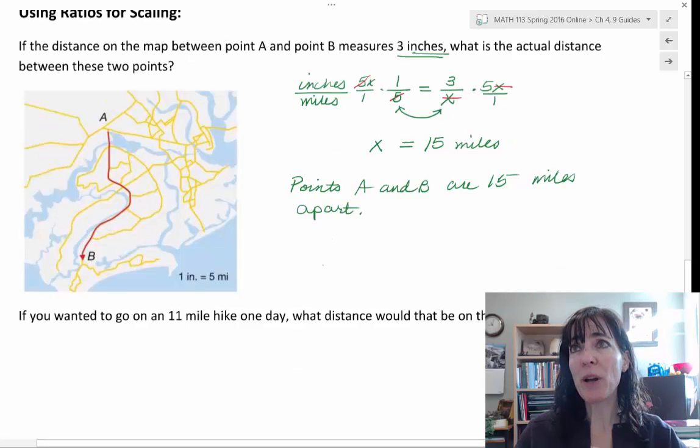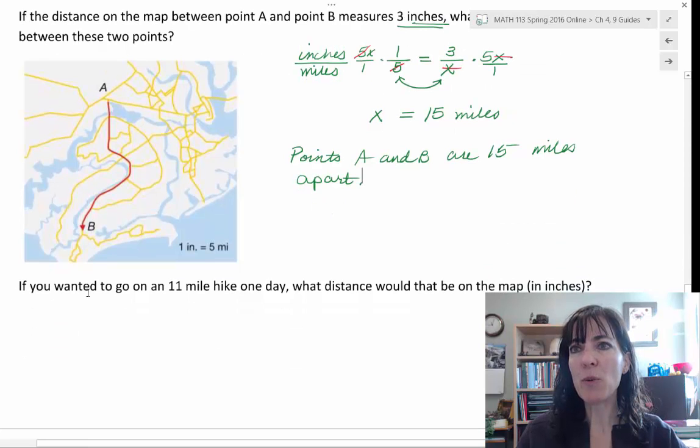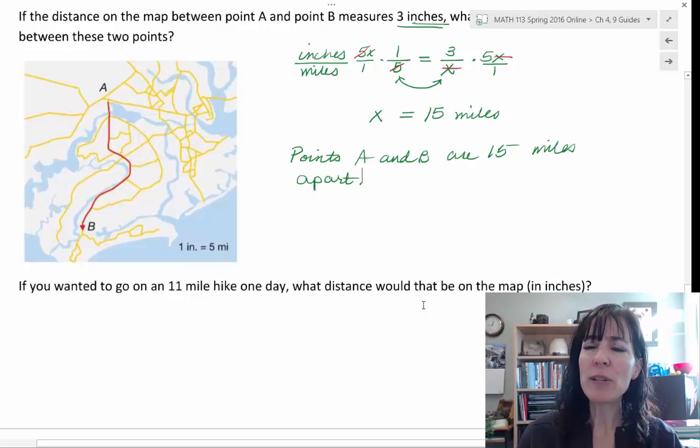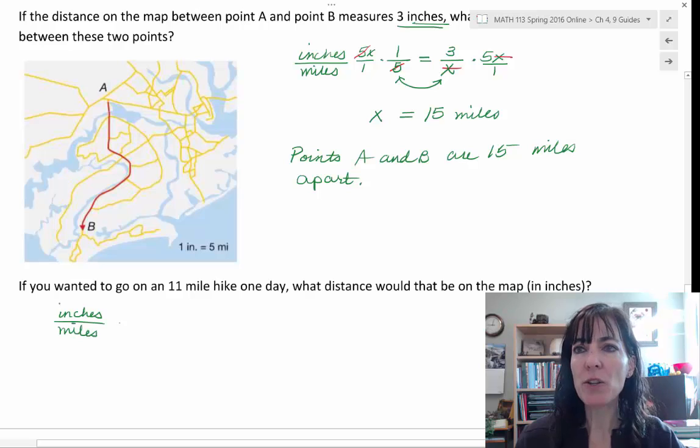So one more question about this map, and that is, if you wanted to go on an 11-mile hike one day, what distance would that be on the map? So we need to use that same scale fact that we had, which we wrote before as inches to miles, and so we can do that again.